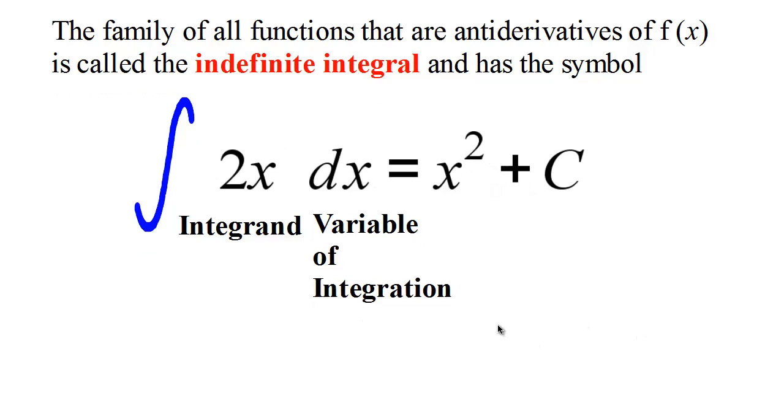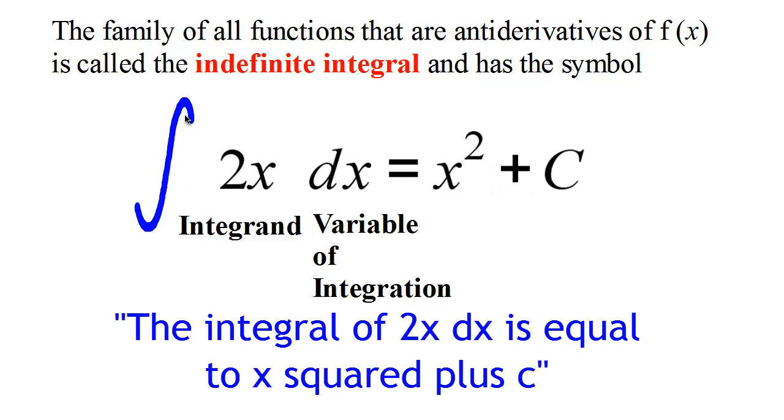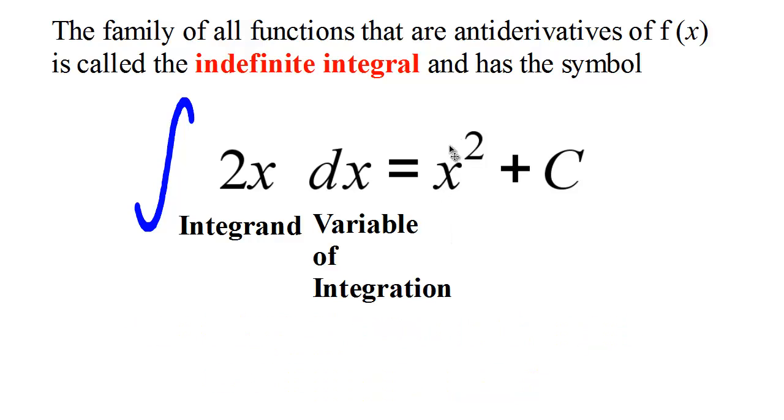So for the example we just did, we would say the integral of 2x dx is equal to x squared plus c. In other words, x squared plus c is the family of functions that are antiderivatives of 2x dx. 2x is the integrand, the thing we're integrating. Dx is the variable of integration, the variable we're integrating with respect to. And the family of functions we get when we integrate that are x squared plus a constant of integration.